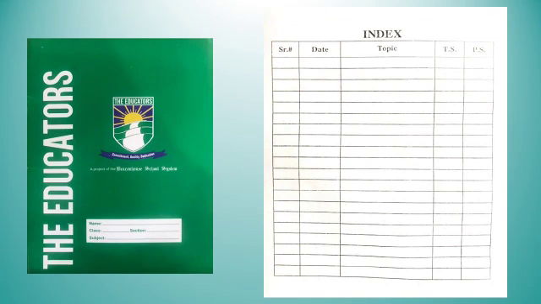Dear students, this is your science notebook, and on this page you will write your index. Before starting today's classwork, write today's index. Firstly, we will write serial number. After that, we will write date for which we are working. Then we will write topic. Remember and understand textbook page number 34 and 35. Now I hope this is all clear.